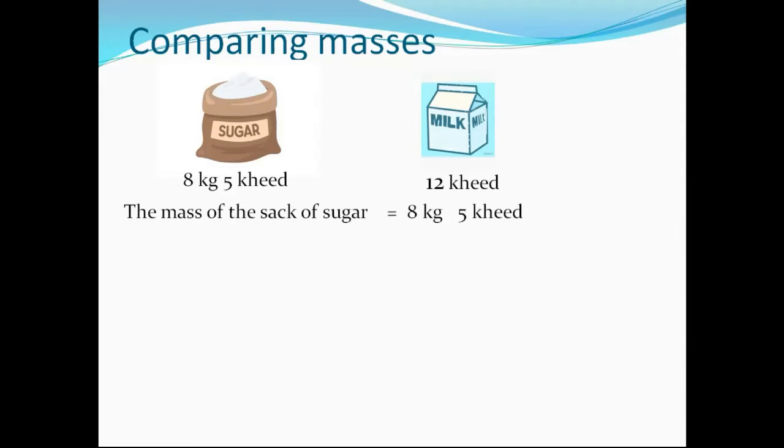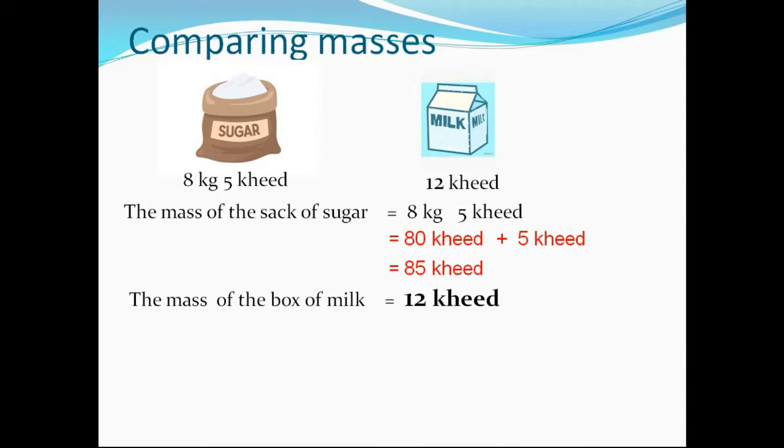The mass of the sack of sugar is 8 hectograms and 5 kg. Now, let's convert 8 hectograms into kg. As we know, 1 hectogram is 10 kg. So we have 8 times 10, so we have 80 kg plus 5 kg. And the answer is 85 kg.